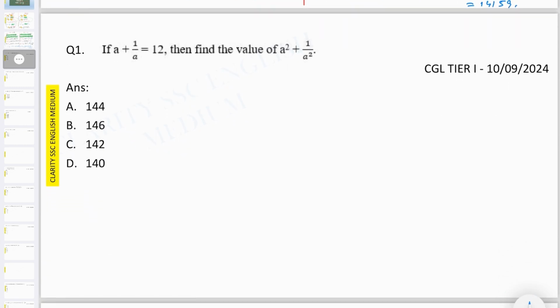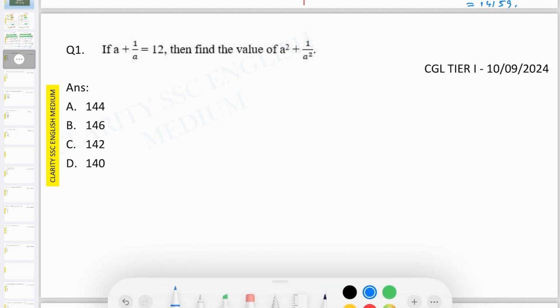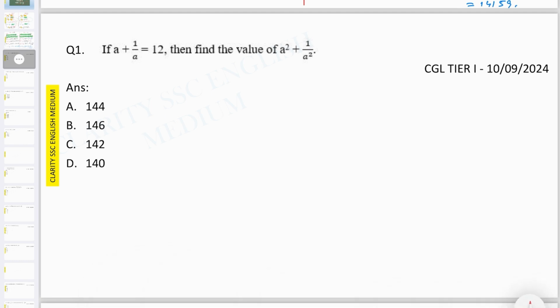The first question says a plus 1 by a is equal to 12. The value of a square plus 1 by a square. We know that a square plus 1 by a square is n square minus 2. So what is n here? 12. So 12 square minus 2, 144 minus 2 is 142. So the correct answer is C. This is how you solve the questions within 2 to 3 seconds. Option C is the correct answer, 142.